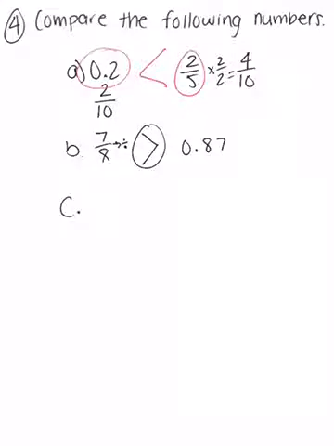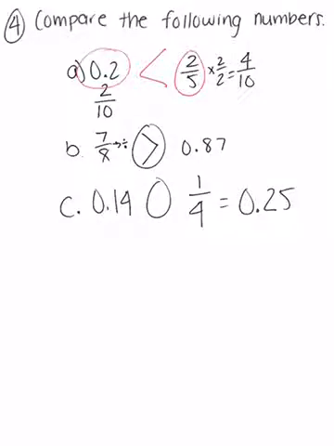C, you're comparing 0 and 14/100ths with 1/4. Okay, right away when you look at 1/4, you should be able to recognize that 1/4 is the same as 0 and 25/100ths. I always tell my students to think about it in terms of money. 1/4 of a dollar is a quarter. You need 4 quarters to equal a dollar, so it's 25/100ths. So therefore, 1/4 is greater than 14/100ths.